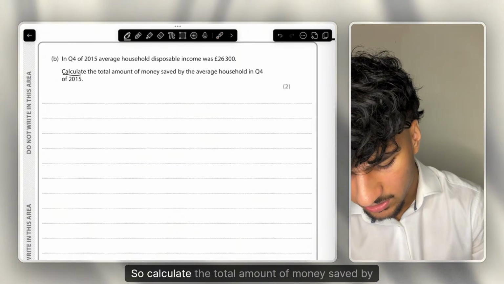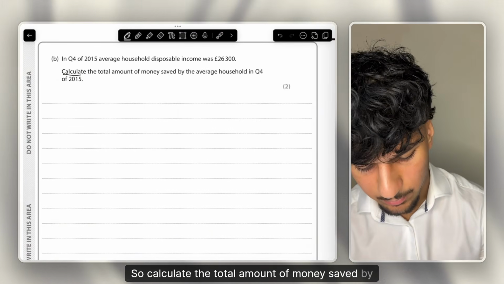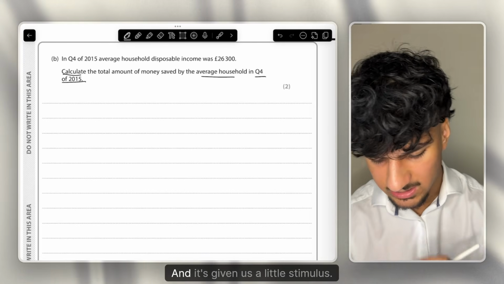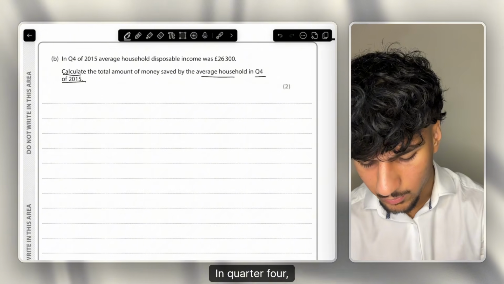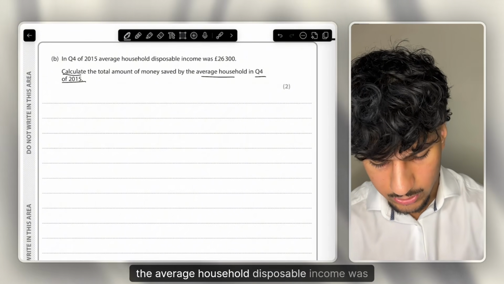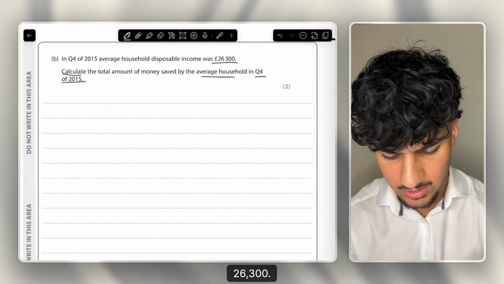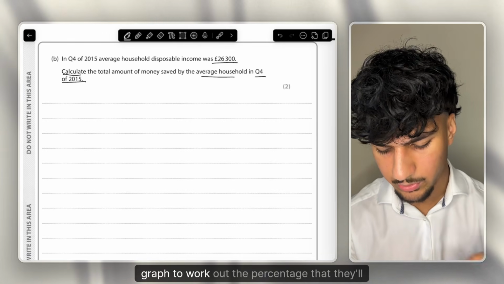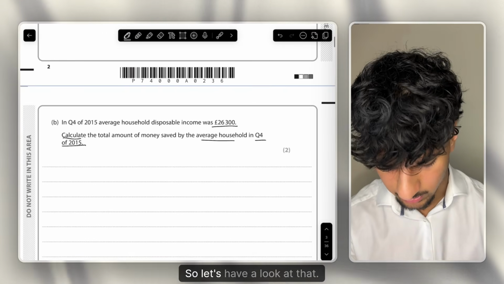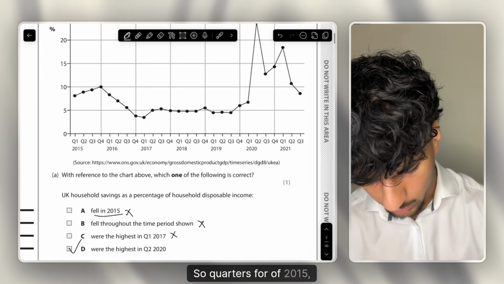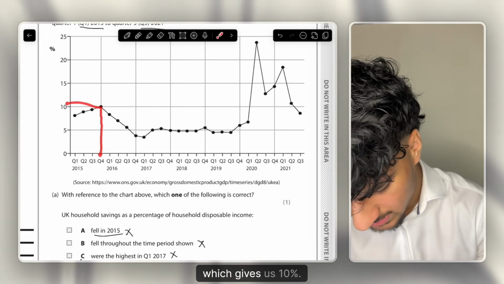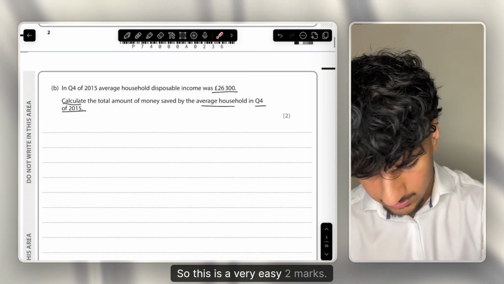So, calculate the total amount of money saved by the average household in quarter 4 of 2015. And it's given us a little stimulus. In quarter 4 of 2015, the average household disposable income was 26,300. So of course, we're going to have to use the graph to work out the percentage that they'll save. So let's have a look at that. So quarter 4 of 2015, which is of course here, we'll go up from there, which gives us 10%. So this is a very easy 2 marks.